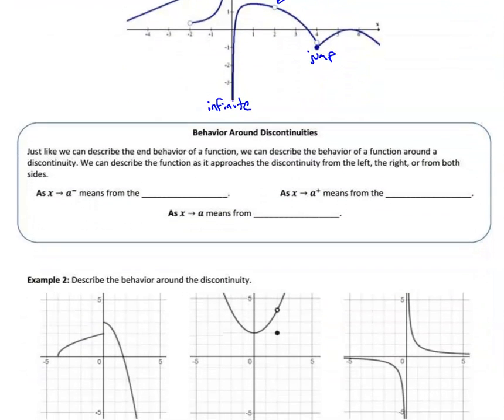Some other terminology that we need is if you ever see x arrow and a number with a little negative exponent, or x arrow and a number with a positive exponent. That means you look at the graph and you're looking at it from the left. So you're looking at basically one half of a graph. And if it has a little plus exponent, that means you're looking at it from the right.